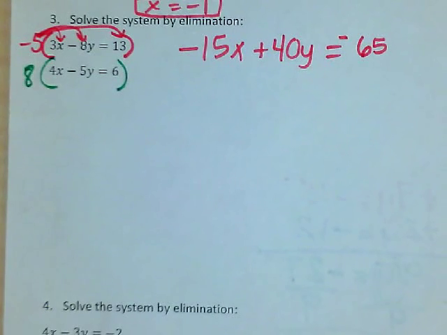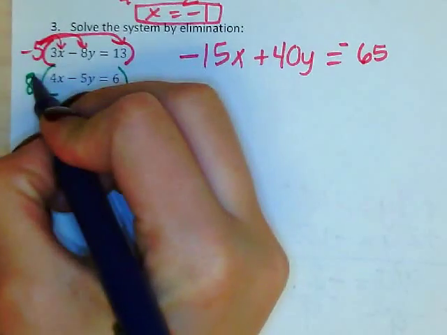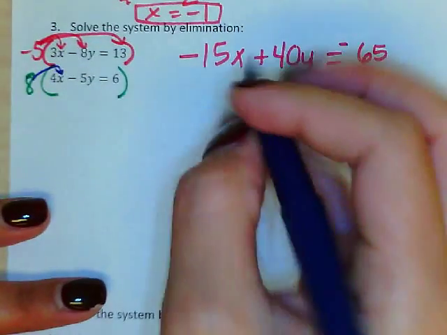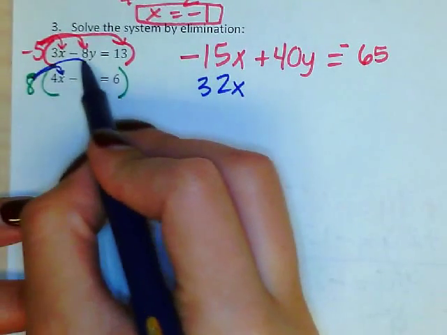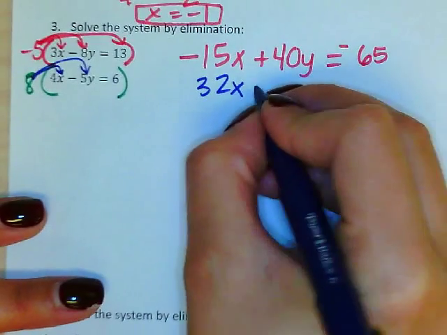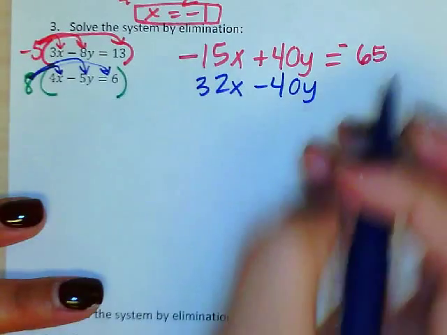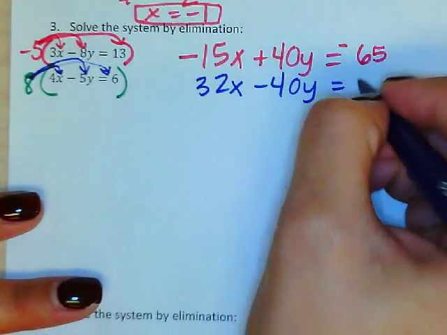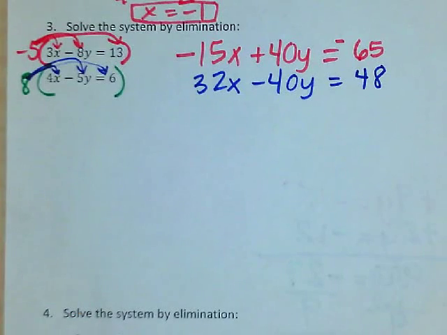Now I'm going to do the bottom one. I'm going to do the same process. 8 times 4 would give me 32x. 8 times -5y would give me negative 40y. And 8 times 6 would give me 48. Okay? So now I have two different equations.